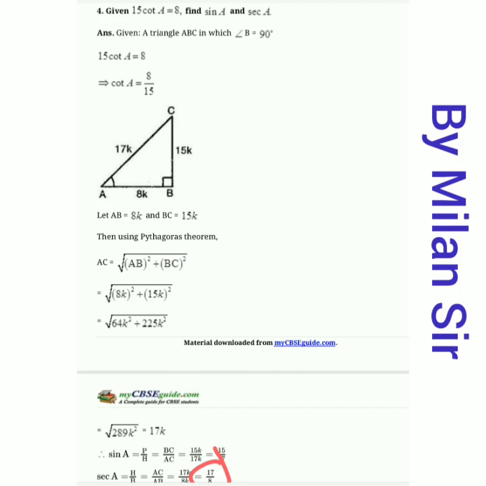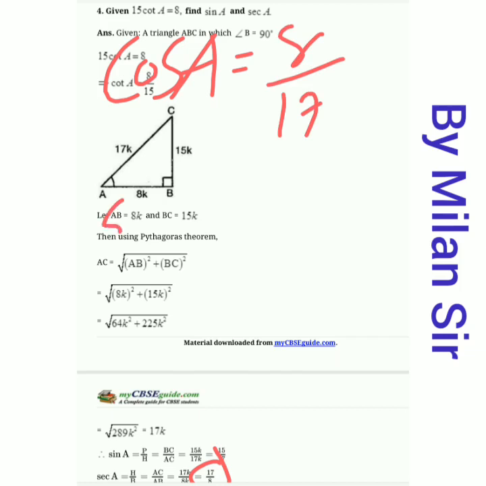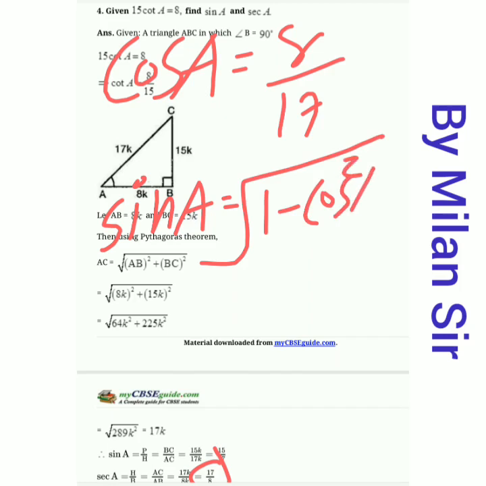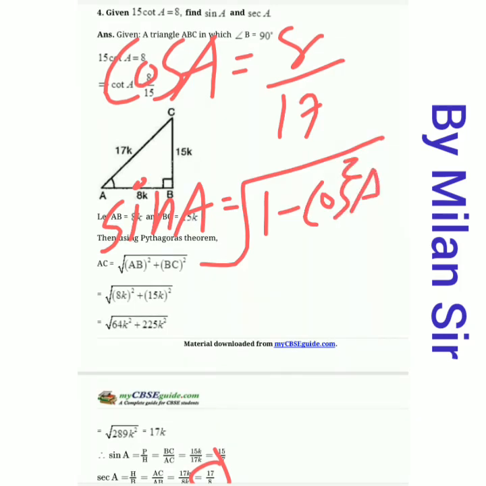Now from sec A you can find cos A, because cos is the inverse of sec. So again change the numerator and denominator of sec A. So you got 8 upon 17. And then for sine A, the formula is the square root of 1 minus cos square A. If you don't know this formula, then see my video, that is theory part 2. I already mentioned all these formulas in that video.